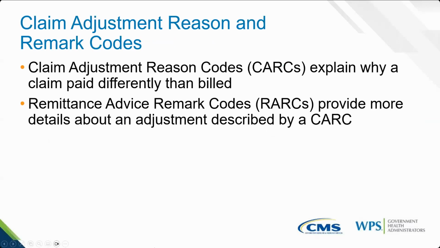Codes on the remittance advice provide information about the claim. I talked about them just a little bit already. Claim adjustment reason codes, or CARCs, explain why a claim paid differently than it was billed. Remittance advice remark codes, or RARCs, provide more details about an adjustment that's described by the claim adjustment reason codes. So most often you're going to see more than one code on the remittance advice.